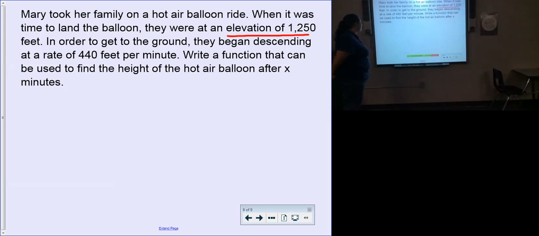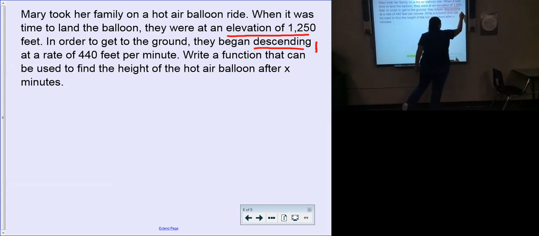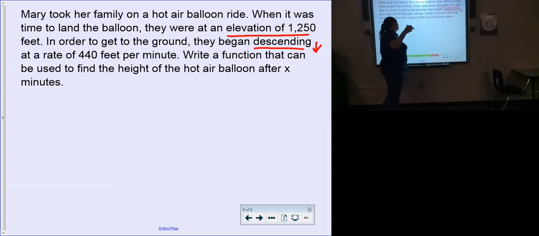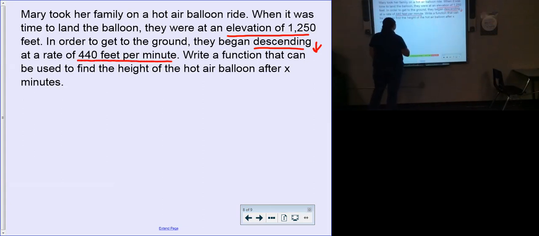In order to get to the ground, they began descending at a rate of 440 feet per minute. Okay? Descending, hopefully we all know, descending is going down. So I'm going down, I'm decreasing in height at a rate of 440 feet per minute. As soon as I see that word per, that's where I know, hey, that's probably going to be where my x is, by the way.